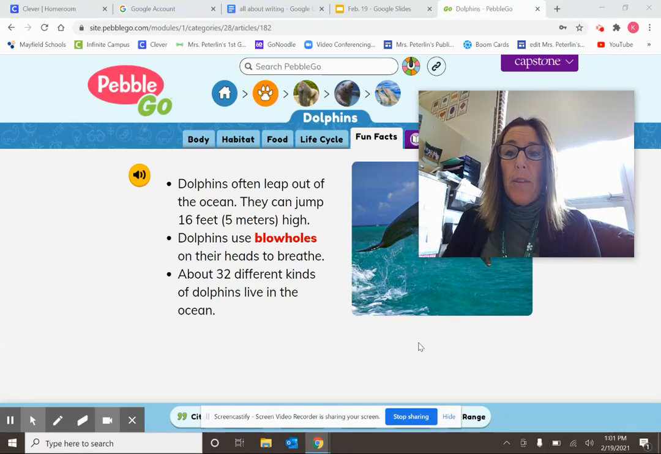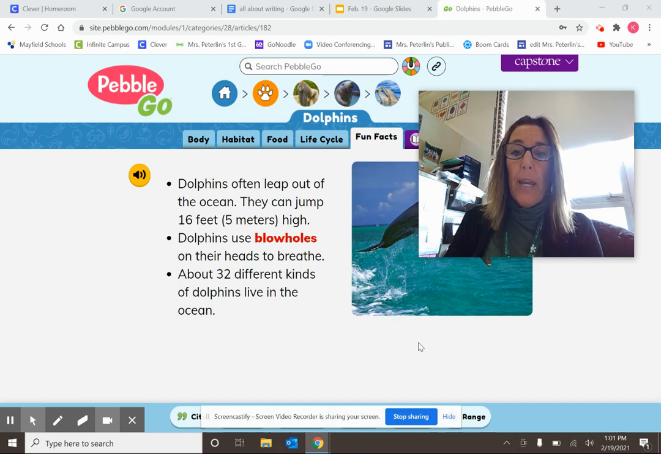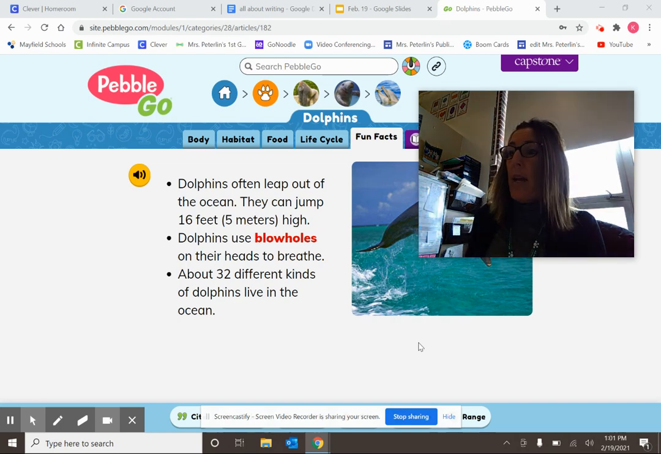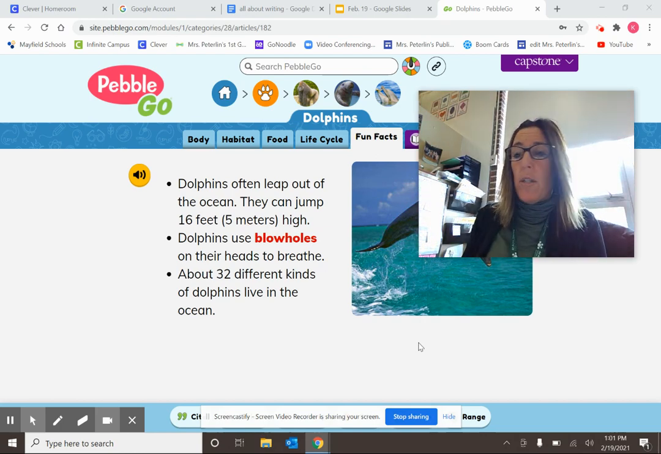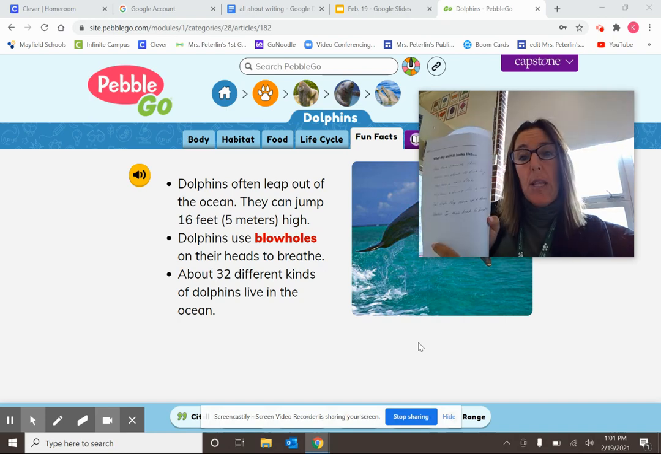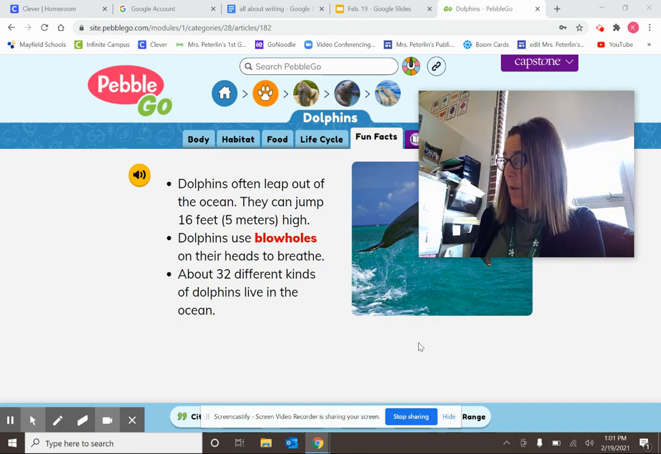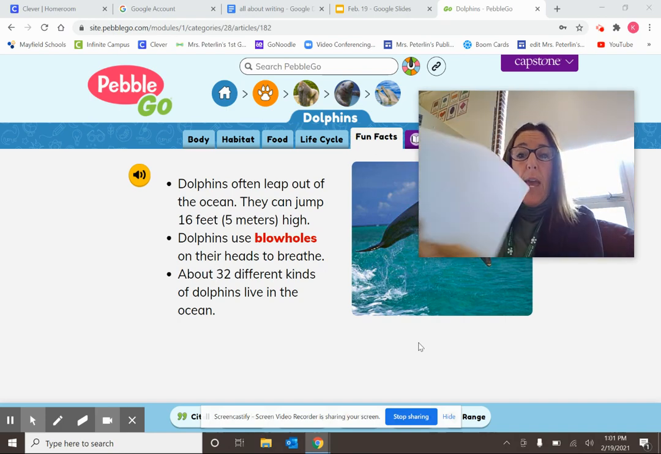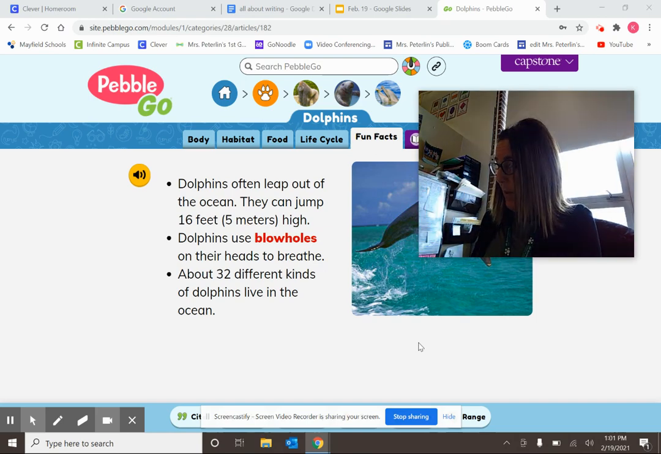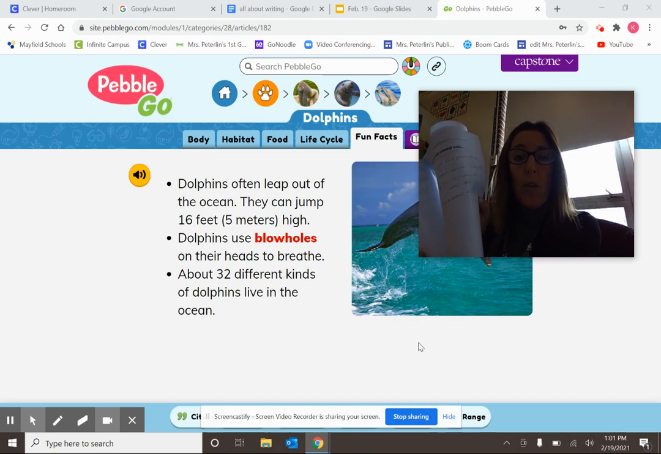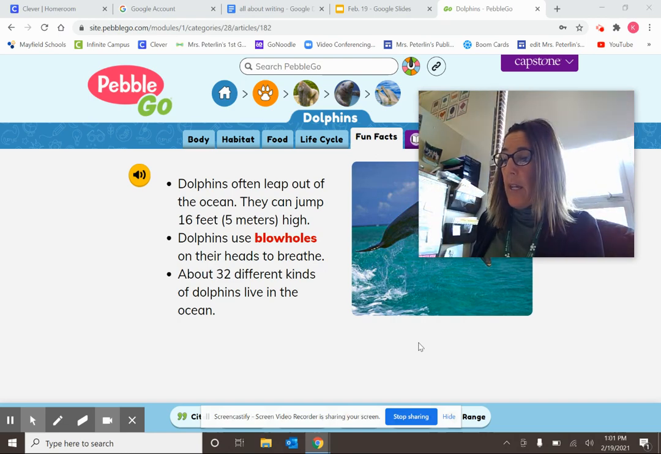Last time we were together, we were doing research using Pebble Go on our animal reports. And last time we met, we jotted down some notes. We took some research and looked up information on what our animal looks like, where our animal lives, their habitat, and what our animal likes to eat. We did research on those three things.